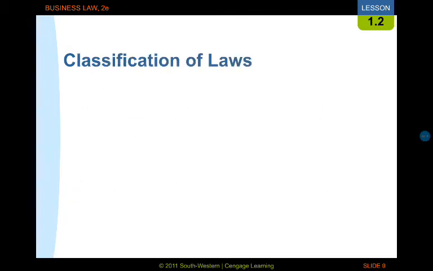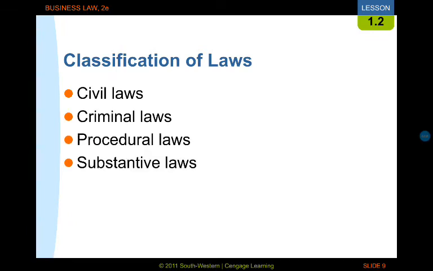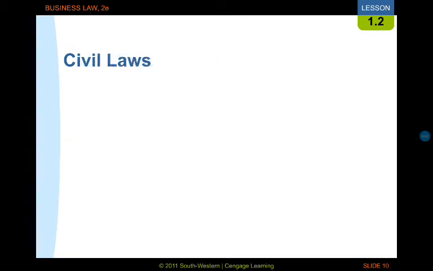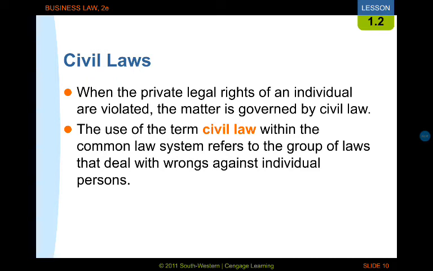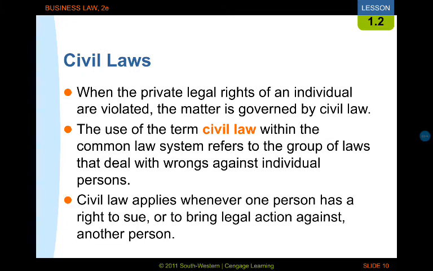Classifications of laws. Civil laws, criminal laws, procedural laws, and substantive laws. When the private legal rights of an individual are violated, the matter is governed by civil law. The term civil law within the common law system refers to the group of laws that deal with wrongs against an individual's person. Civil laws apply whenever one person has the right to sue or to bring legal action against another person.